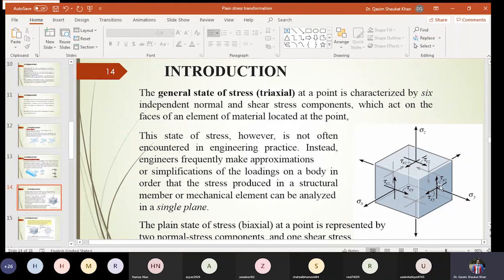Then you have the shear stress, this tau yx. Tau y first should be y, second should be x, tau yx, and this shear stress will be complementary to this tau xy. Is this point clear? Tau yx complementary to tau xy.